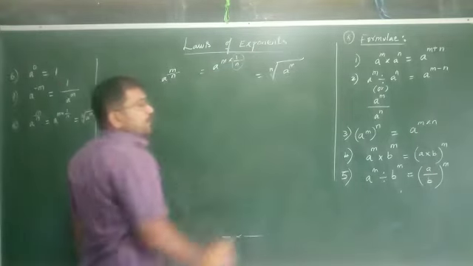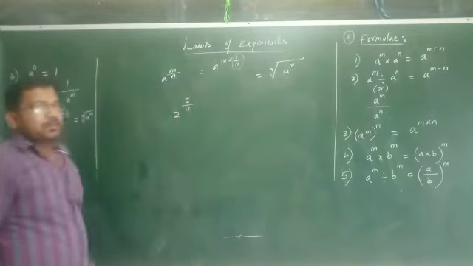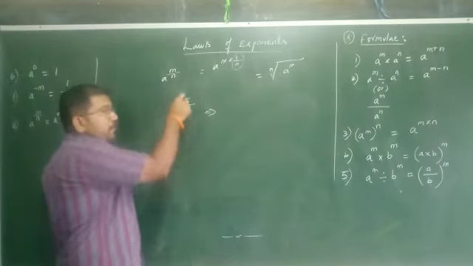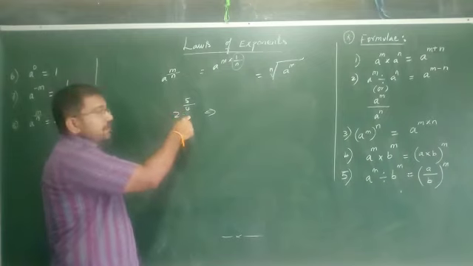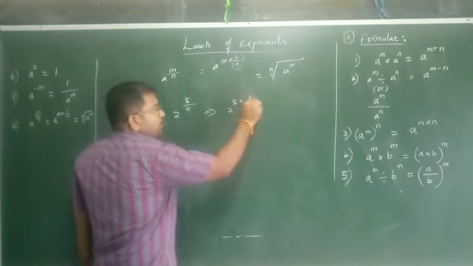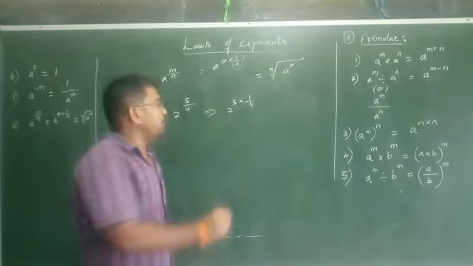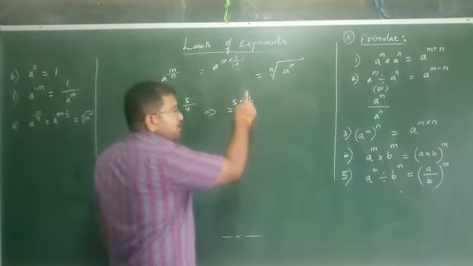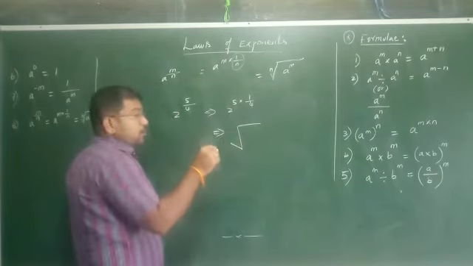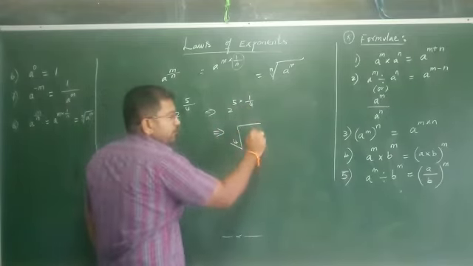This is in terms of variables, so I will give you examples. Suppose 2 power 5 by 4. How are you going to write it? The power is in terms of a fraction. So how am I going to split it up? 2 power 5 into 1 by 4. I am just making the denominator in terms of 1 by 4. So 5 into 1 by 4. Then this 1 by 4 came into the terms of root. So the 4th root of 2 power 5.